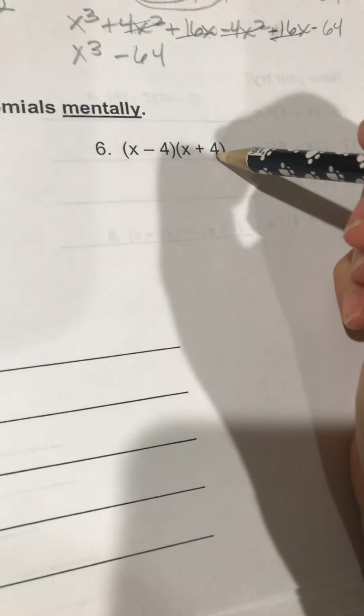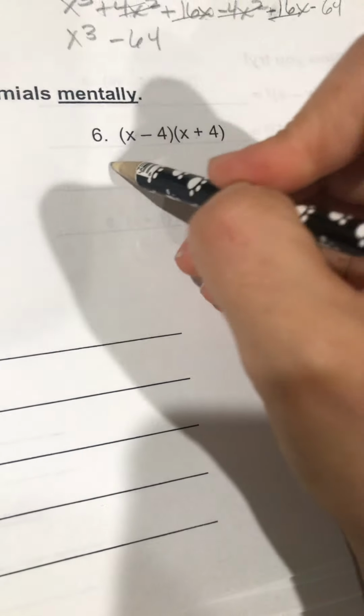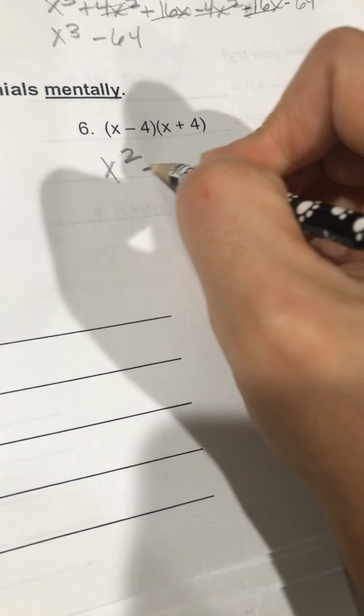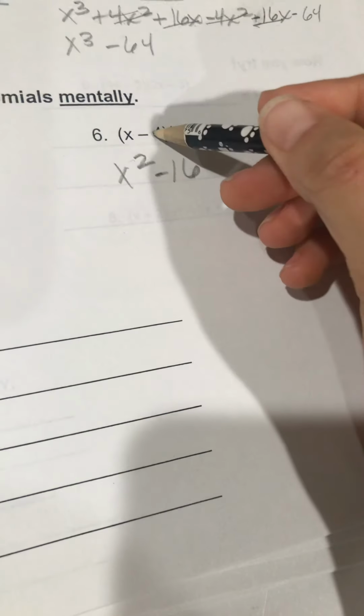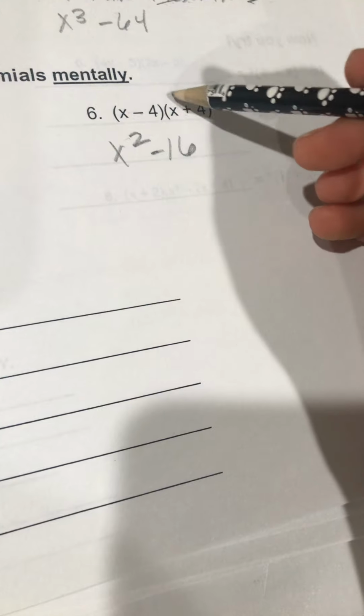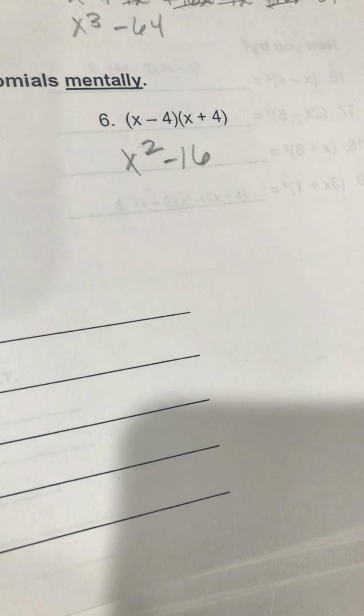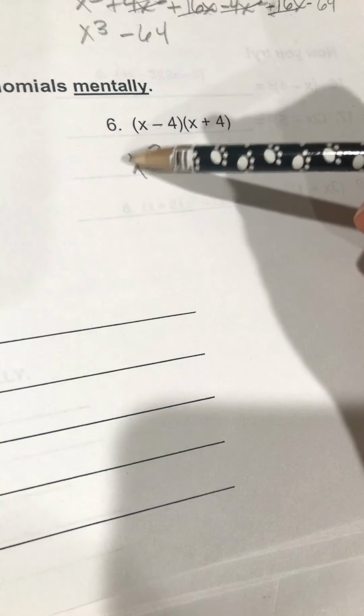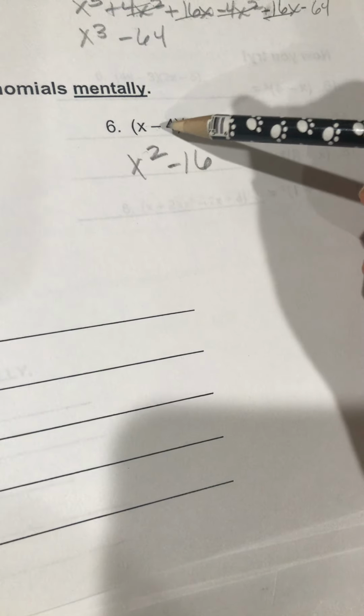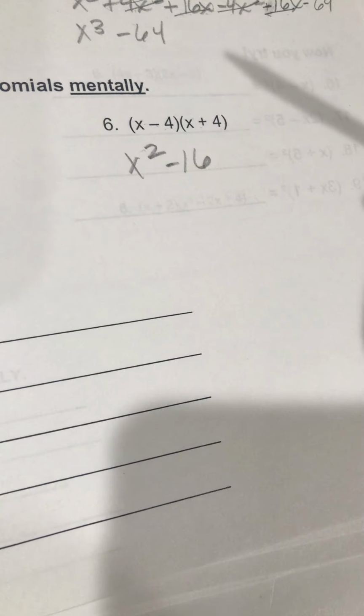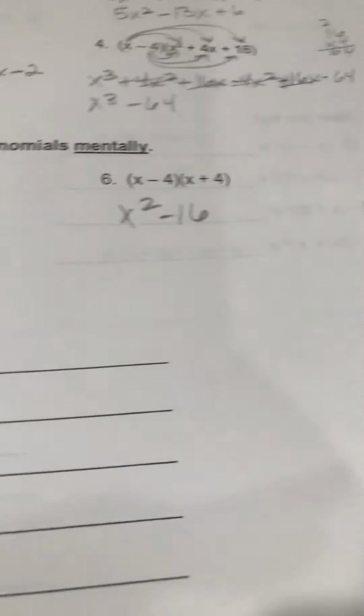Okay, it's just practicing. And now this one, when you have a plus and a minus, they cancel each other out. So this one would be x squared, and you would have minus 16, negative 4 times 4. Because you're going to get plus 4x, and then you're going to get minus 4x, so they zero each other out. So you're just left with the first one squared and these last two numbers. Okay, so that's it for that side.